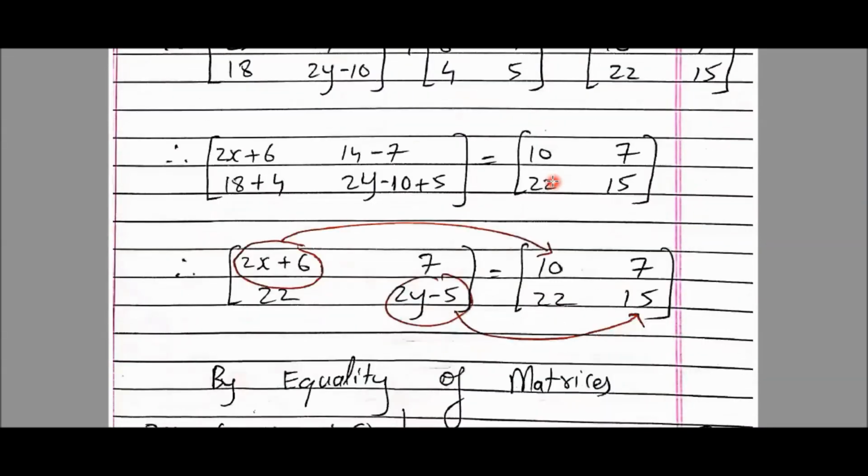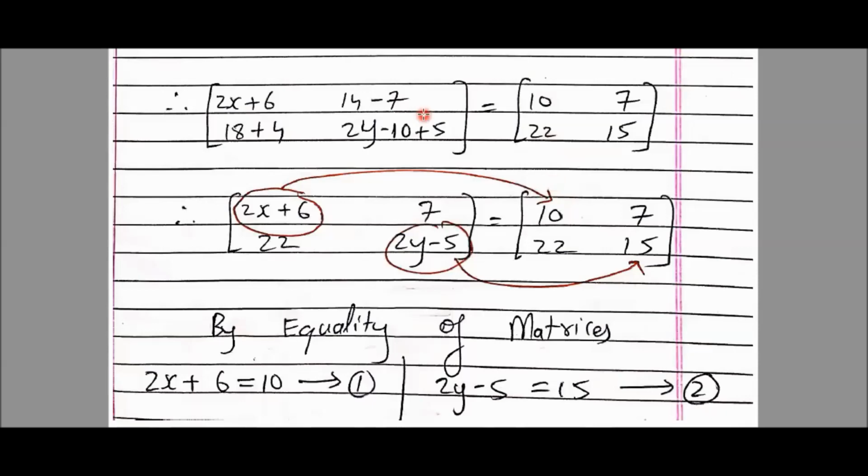After that, I reached this step. 2x plus 6, I wrote it here as it is. 2x plus 6. 14 minus 7 is 7. 18 plus 4 is 22. 2y minus 10 plus 5: I can solve this, minus 10 and plus 5 is minus 5. So 2y minus 5. And on the right hand side, I'm once again copying the same matrix.